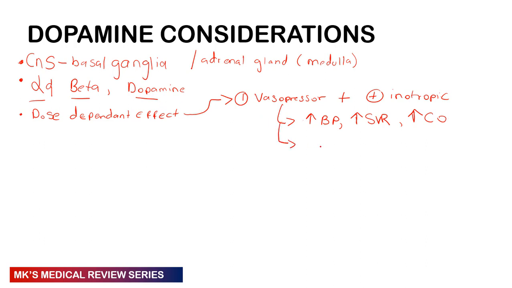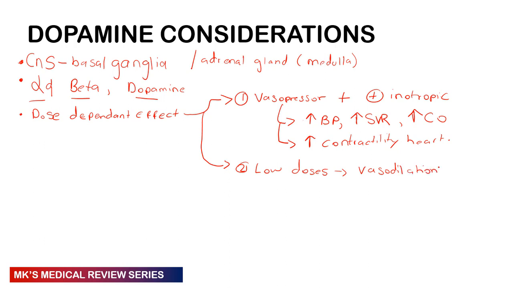In addition to this, there's also going to be an increase in contractility of the heart, meaning that the heart is going to be contracting even more. This is at the usual doses. At low dose, our second effect here, it actually has a vasodilatory effect. It's going to cause some vasodilation, but not in all types of arteries; predominantly we're interested in the kidneys.